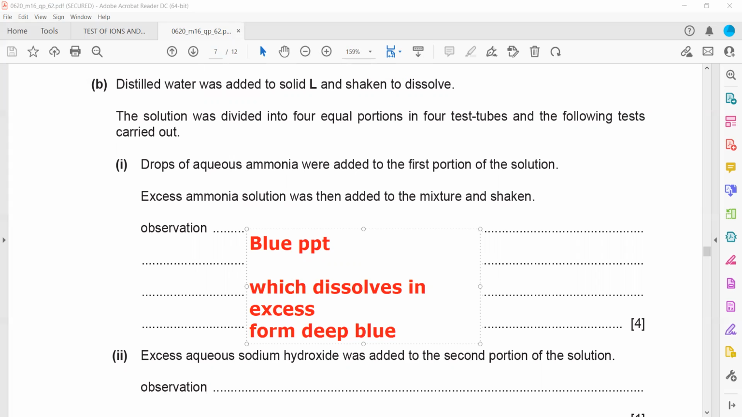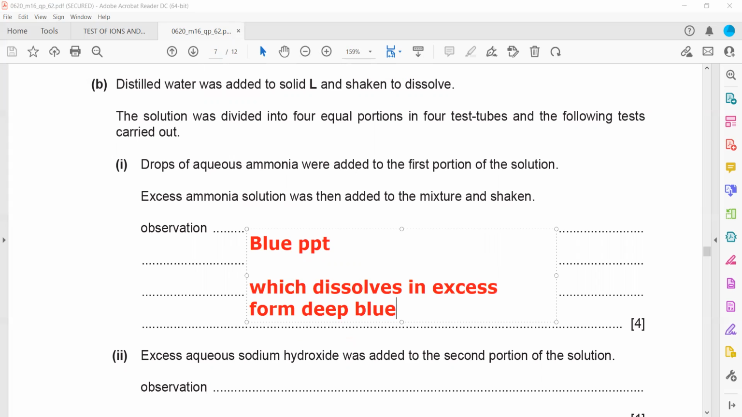So the distribution of the marks: when you mention blue, you will score 1 mark. Precipitate, you will score the 2nd mark. Mentioning deep blue, 3rd mark. And mentioning a solution, like it dissolved, that is the 4th mark.